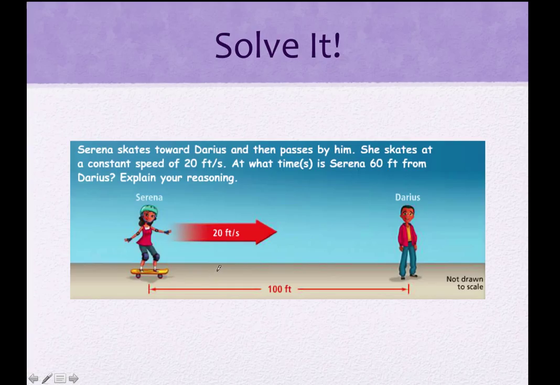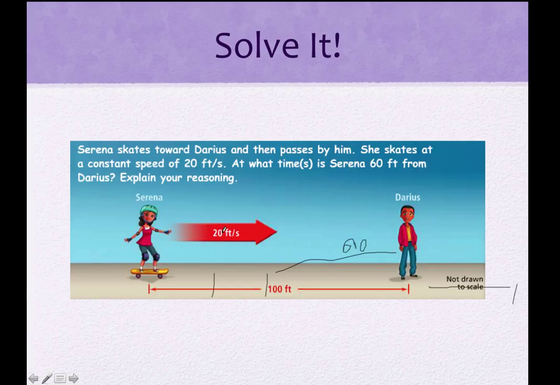So after 1 second, she's gone 20 feet. Another second, she's gone 40 feet. After 40 feet, she's now 60 feet away. This is 60 feet. It should be straight, but then she could also be 60 feet on this side, right?